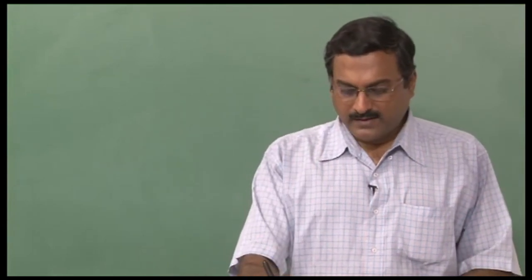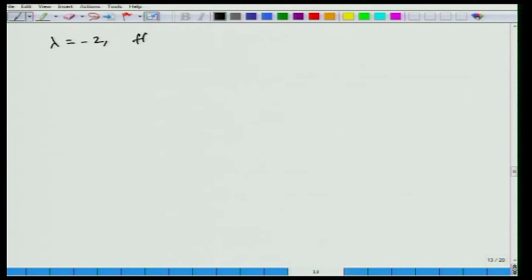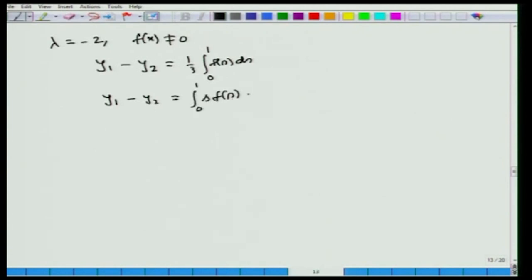Similarly, for lambda equal to minus 2 and f(x) not equal to 0, we will have the system of equations reduced to y1 minus y2 equal to 1 third integral 0 to 1 f(s) ds. And from the second, y1 minus y2 is equal to integral 0 to 1 s f(s) ds. And in this case, the system of equations is incompatible unless integral 0 to 1 (1 minus 3s) f(s) ds is equal to 0.